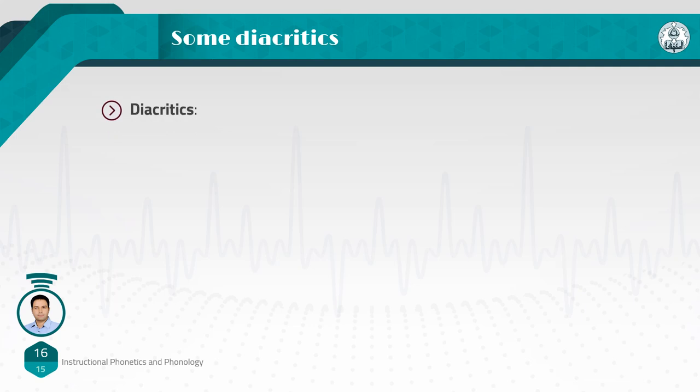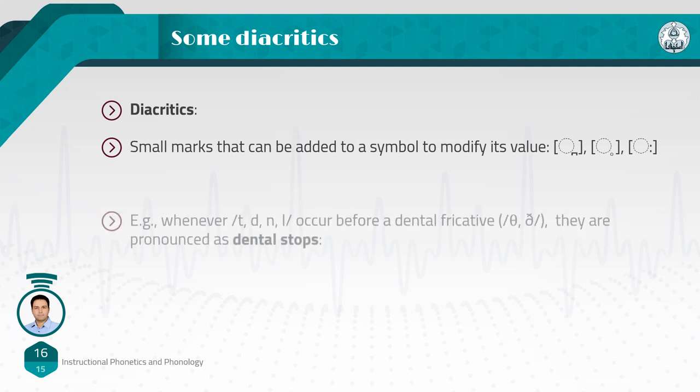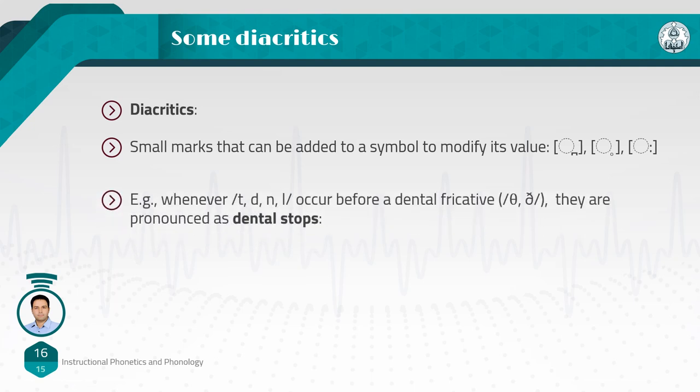Diacritics. What are diacritics? Small marks that can be added to a symbol to modify its value are known as diacritics. As you can see, we have different types of diacritics. Whenever, for example, t, d, and l occur before a dental fricative like theta and eth, they are pronounced as dental stops.